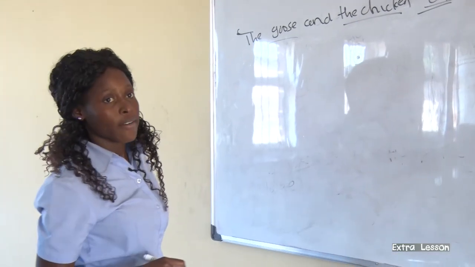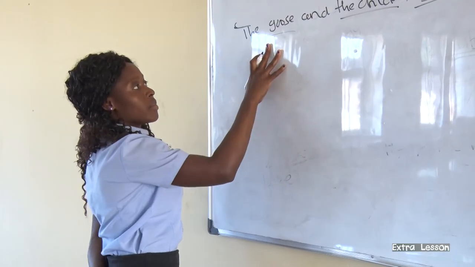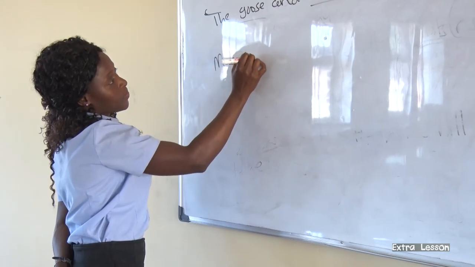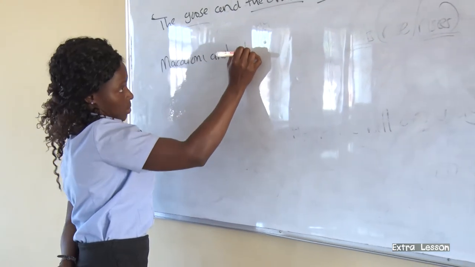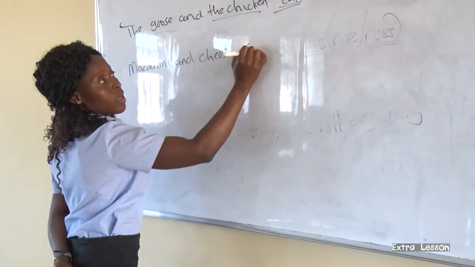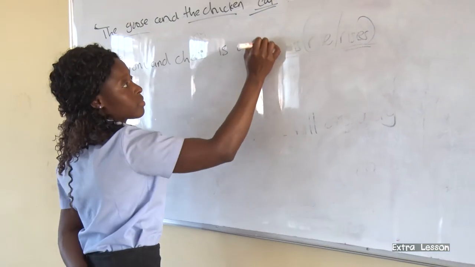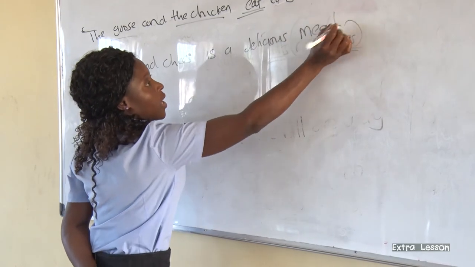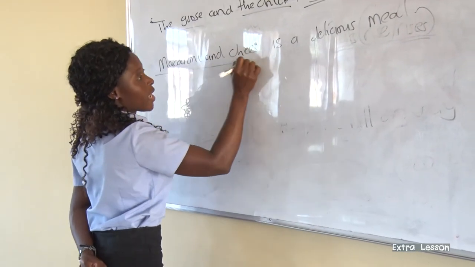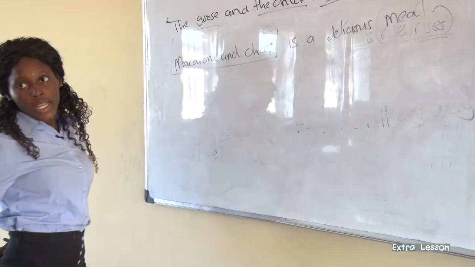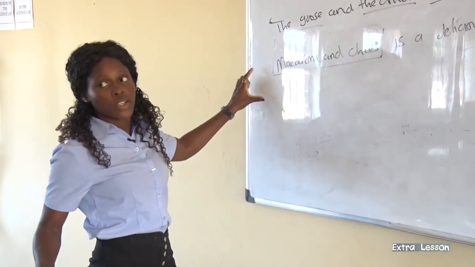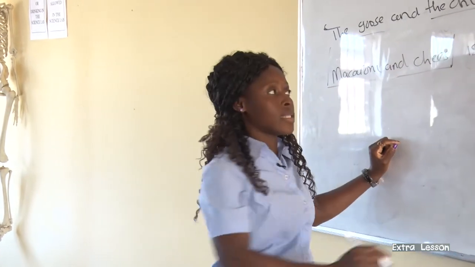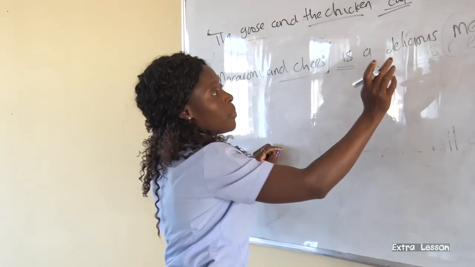But let's say now we have compound subjects like macaroni and cheese is a delicious meal. Yes, they are two different things, but they are taken as one. Macaroni and cheese, we take it as a singular thing because we consider it as one thing. Macaroni and cheese is a delicious meal.